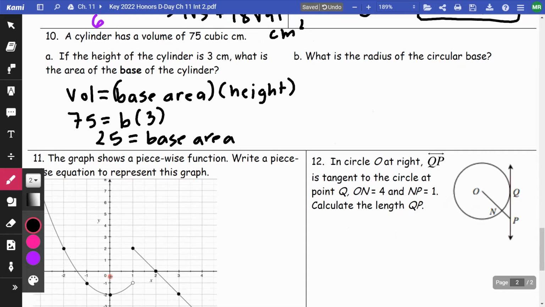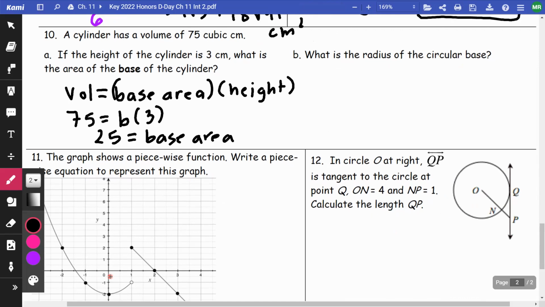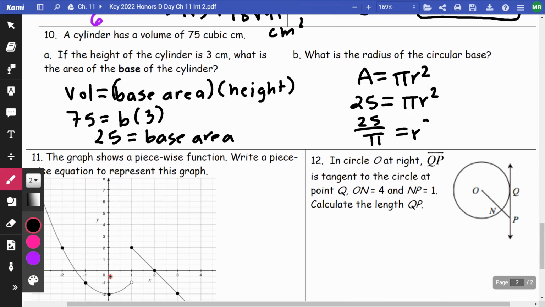Okay. Now, what is the radius of this? And this is where you got to be careful. So my base was a circle, and the area of a circle is pi r squared, and the area of our circle is 25, not 25 pi, 25. So I'm going to divide both sides by pi, and then I'm going to square root.